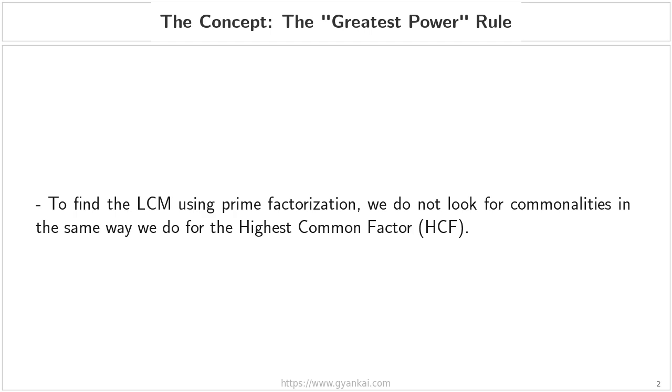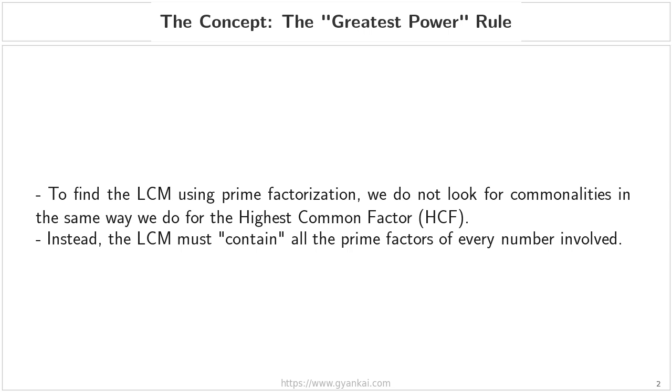The concept, the greatest power rule. One thing you must keep in mind is that finding the LCM is a different mental process than finding the highest common factor, or HCF. When we look for the HCF, we are searching for commonalities. We only care about what the numbers share. But for the LCM, we aren't just looking for what is common.